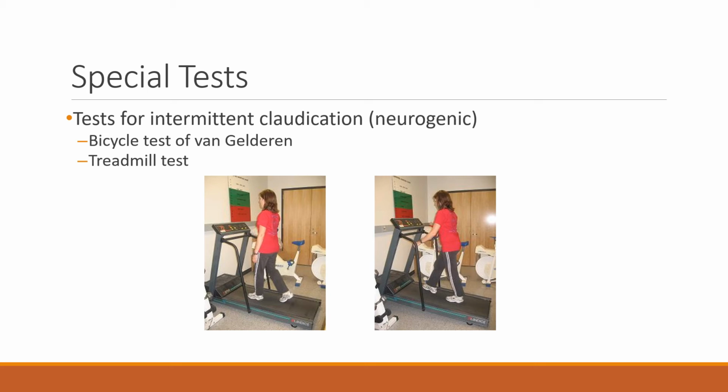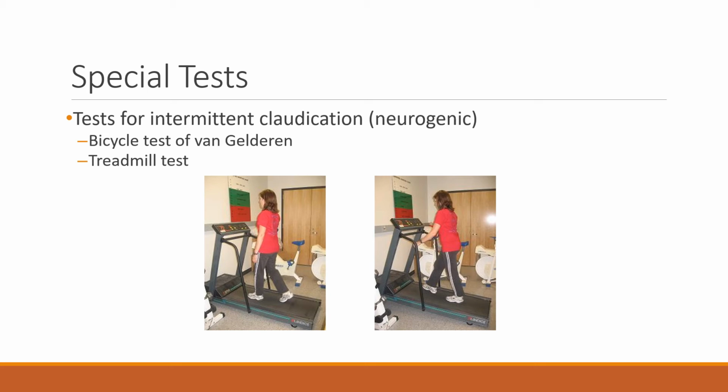We have them pedal. Once their symptoms come on, we then have them flex forward, and if it's due to central canal stenosis, they'll note improvement in their symptoms when they flex forward. If, however, it's due to vascular claudication, it really doesn't matter if they flex forward or not. Those symptoms will be consistent and likely worsen over time on the bike, regardless of the position of the spine.